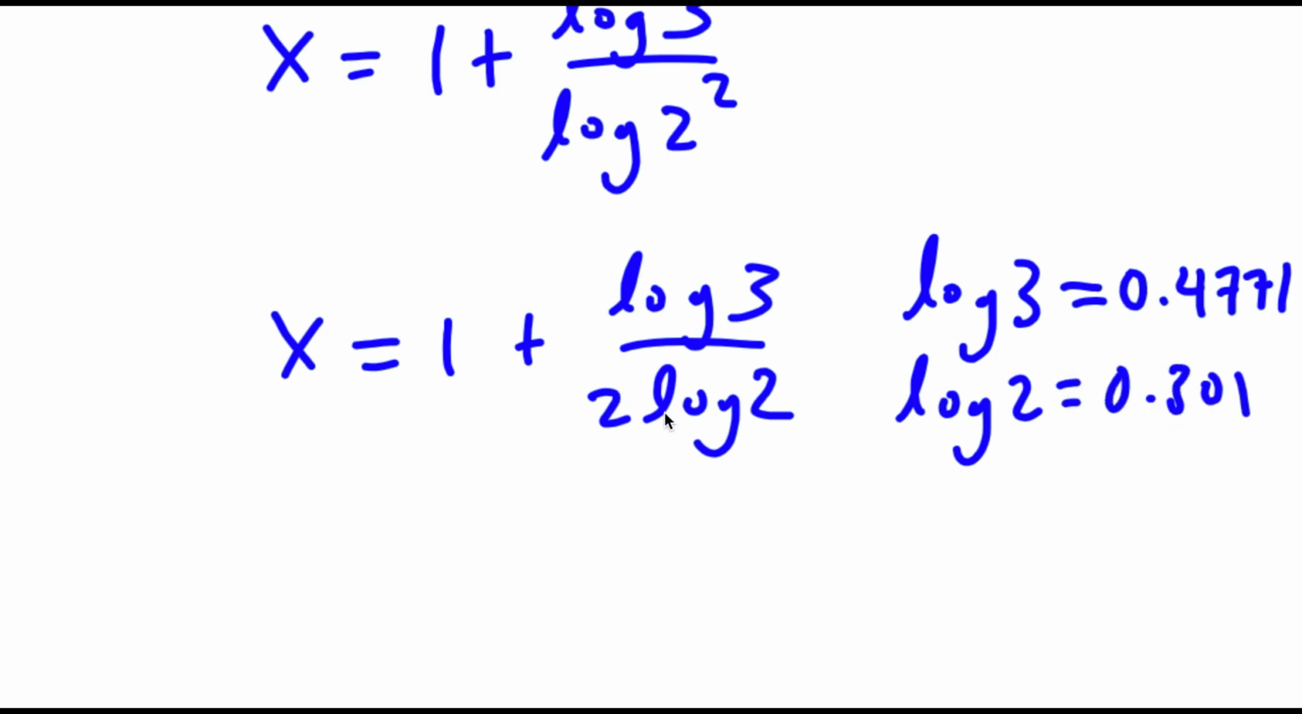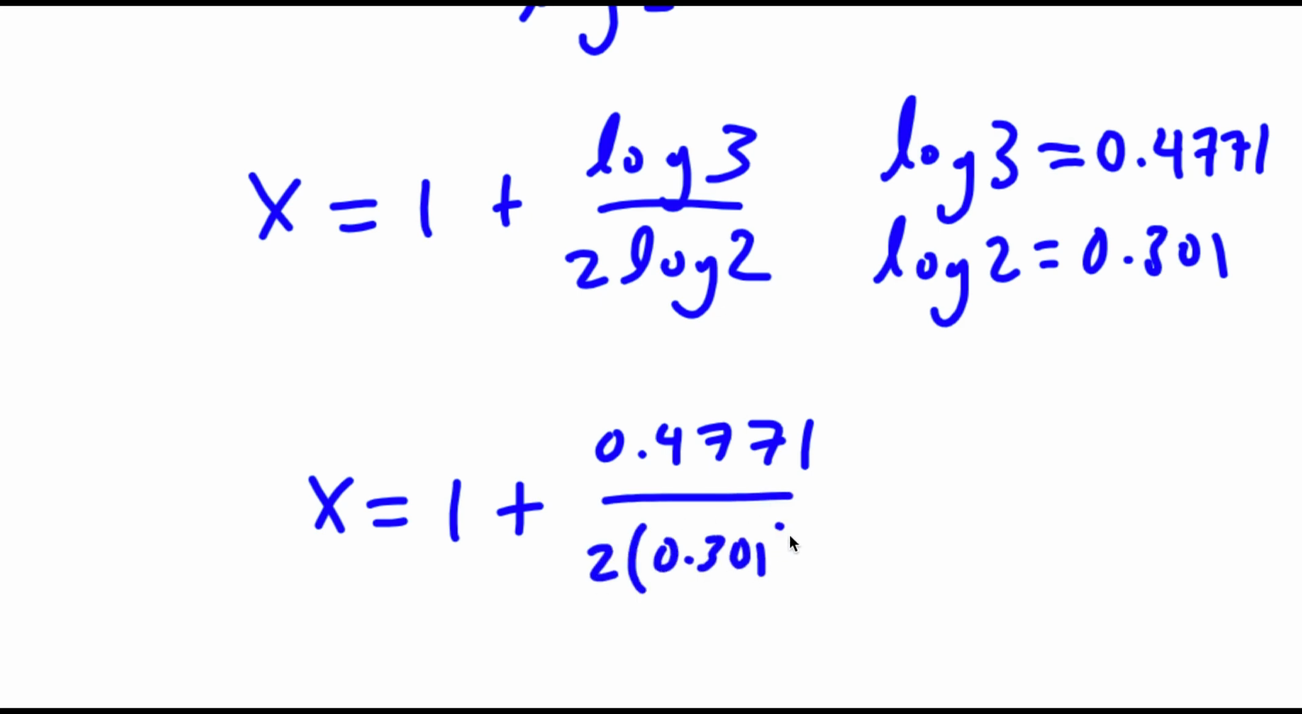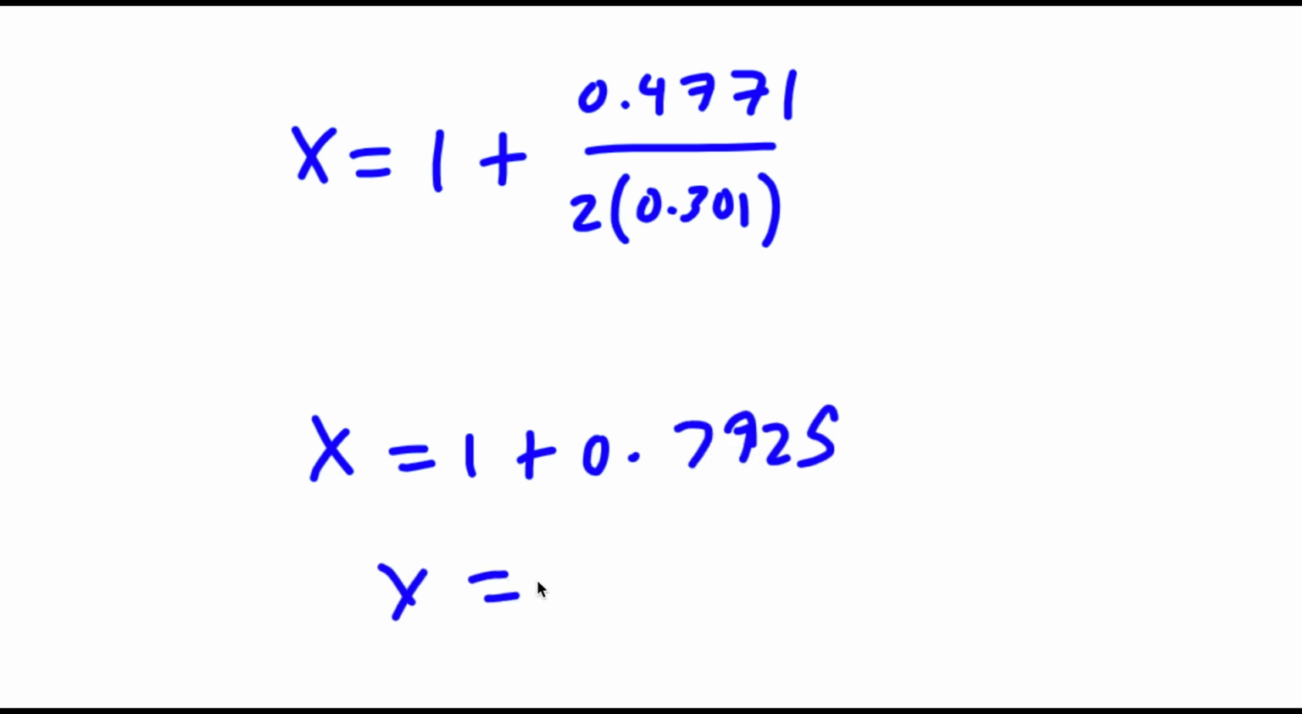And log 2 squared is the same thing as 2 times log 2. So x is equal to 1 plus log 3 over 2 log 2, which is 1 plus 0.4771 over 2 times 0.301. And this is equal to 1 plus 0.7925, which is equal to 1.7925.